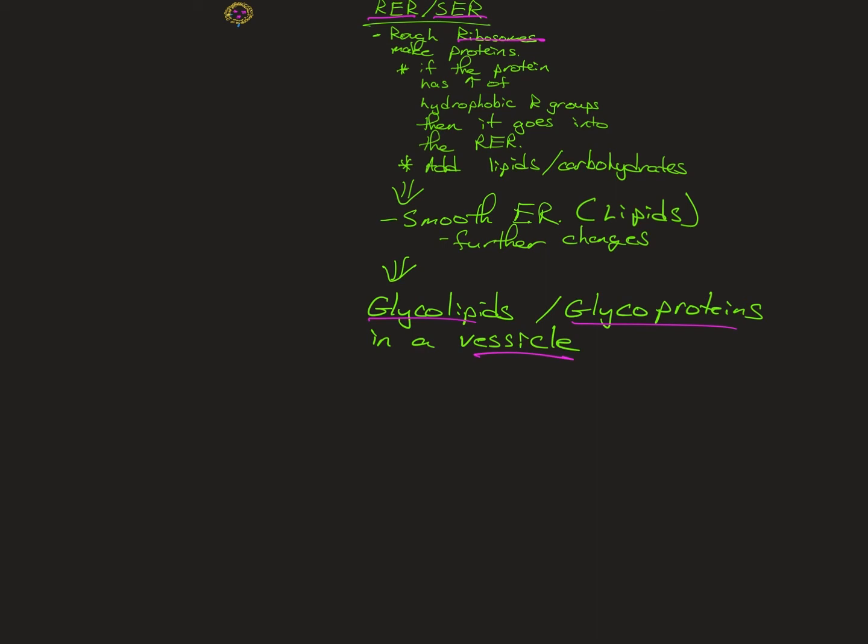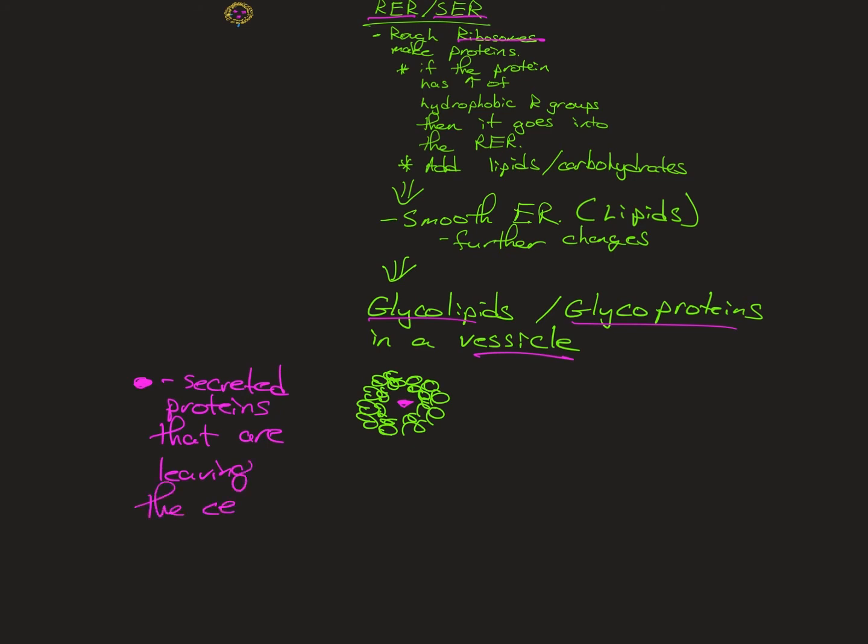So when you're dealing with glycolipids, I put them in vesicles. They're in one of two places. They're either inside the vesicle, so they're getting secreted, which means they're leaving the cell. Proteins that are leaving the cell. Or they are proteins that are in the membrane.